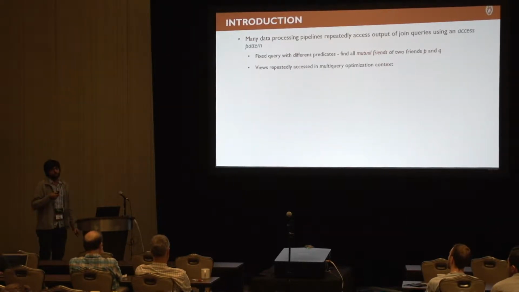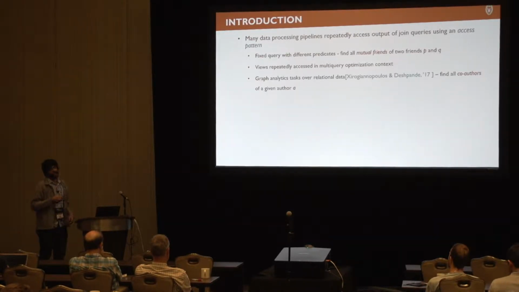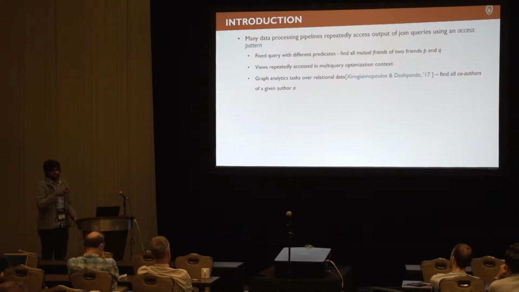This could be views that are repeatedly accessed by multiple queries in the context of multi-query optimization. And of more recent interest is the application of finding graphical insights over relational data. An example of this is, suppose that you have a DBLP relation, you want to find all the co-authors for a given author A, and your workload is all the queries where the value of A is changing.